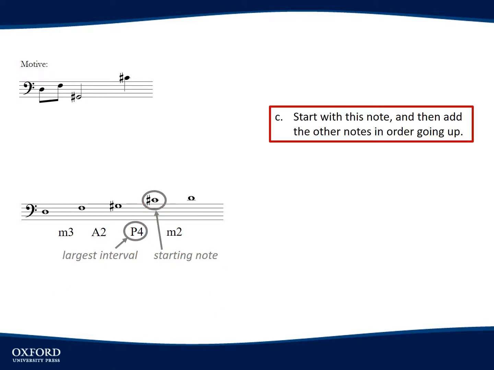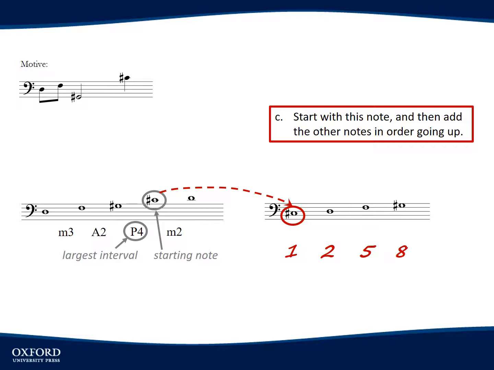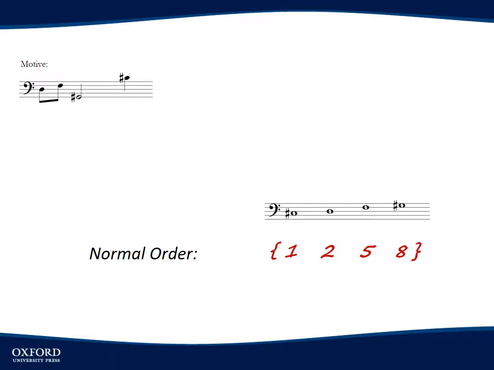The last step is to start with this note C sharp, the one after the biggest interval, and build up in order. I changed the register of the note to make the notes fit more easily onto the staff. Remember that register doesn't matter when dealing with pitch classes. C sharp is pitch class 1, the next highest note is D, pitch class 2, followed by F, 5, and G sharp, 8. Using method 2, we found the normal order is 1, 2, 5, 8. The same answer we got with method 1.